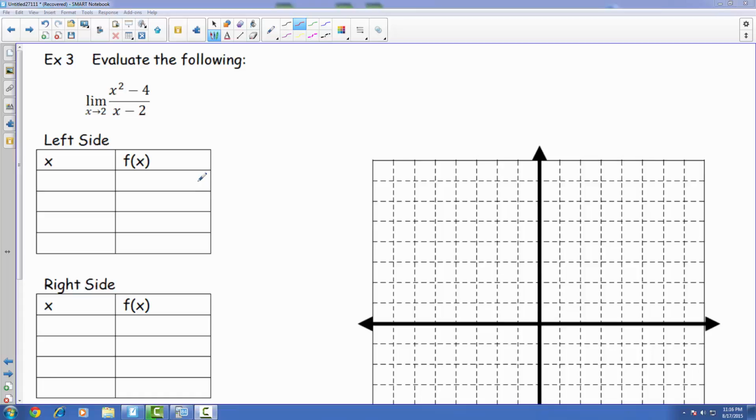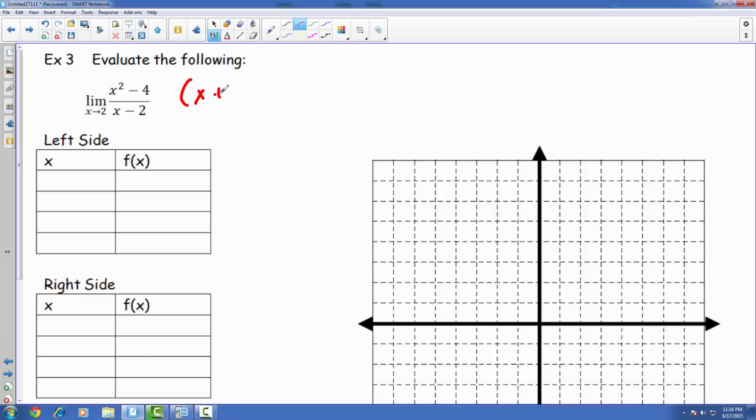Here we are at example 3 from the 1.2 set of notes. We're asked to evaluate the following limit: the limit as x approaches 2 of this particular rational function. There are several ways that you can proceed with this one, but to reinforce the idea that we can use algebraic techniques, we're going to factor the top.